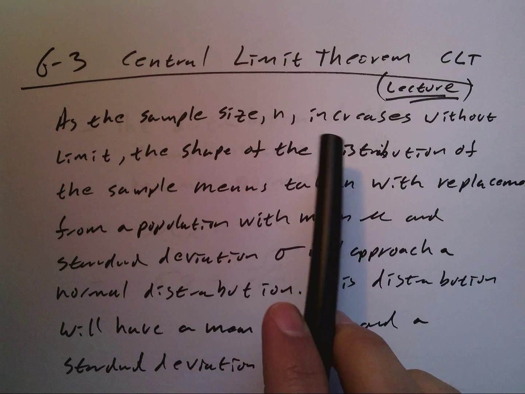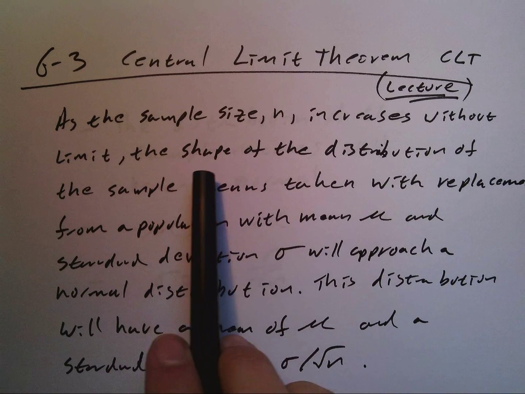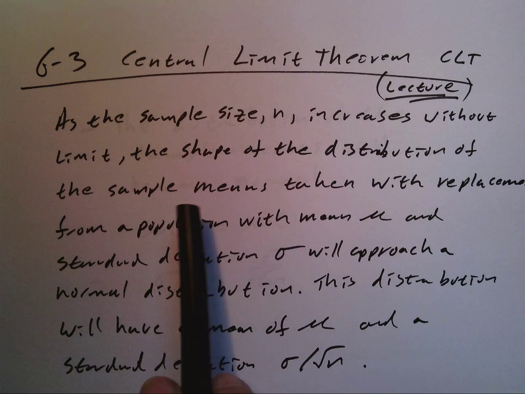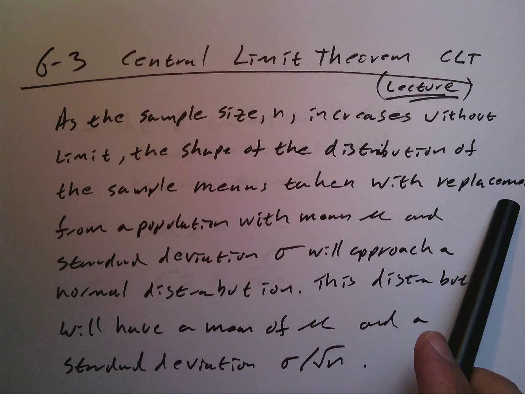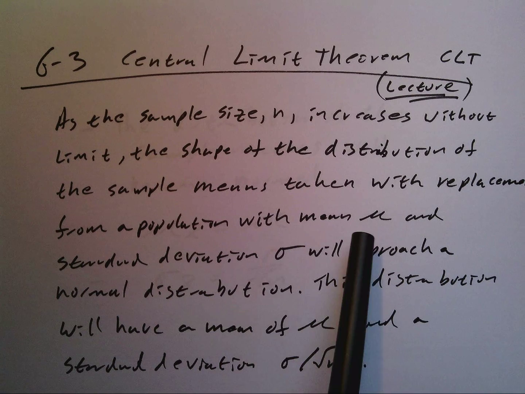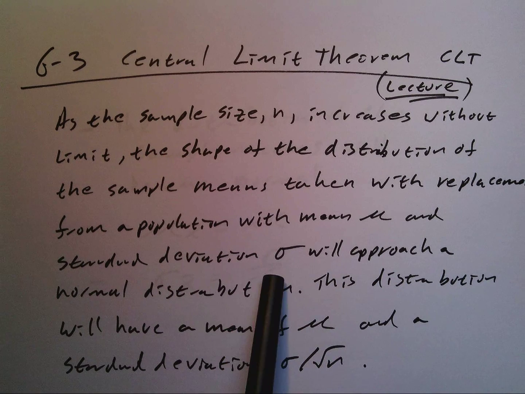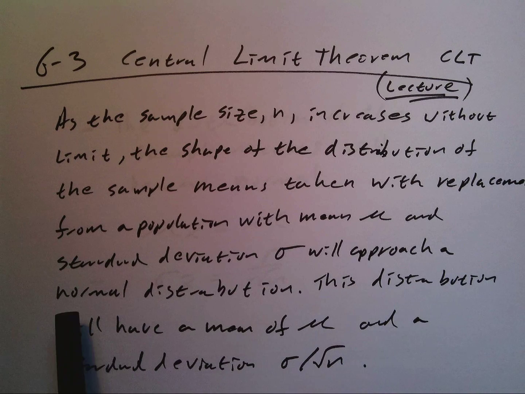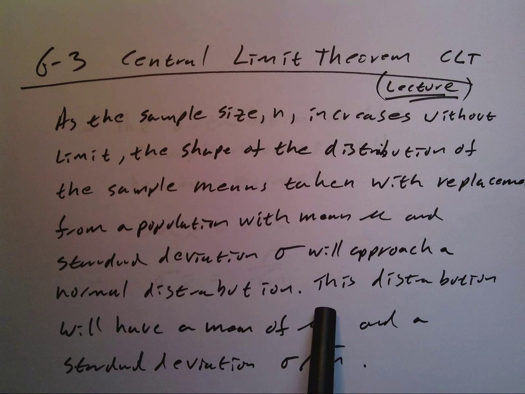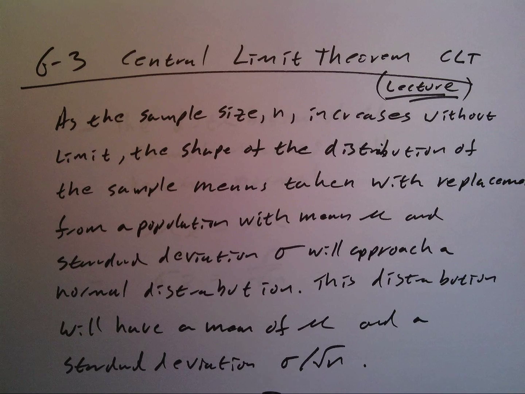As the sample size n increases without limit, the shape of the distribution of the sample means taken with replacement from a population with mean mu and standard deviation sigma will approach a normal distribution. This distribution will have a mean of mu and a standard deviation of sigma divided by the square root of n.